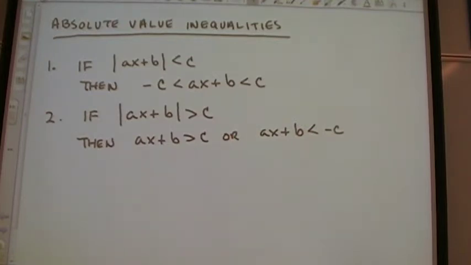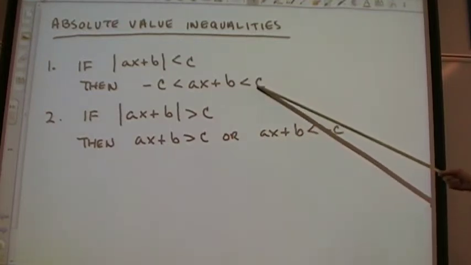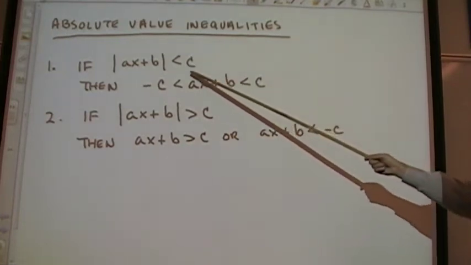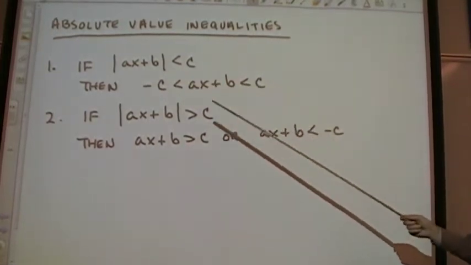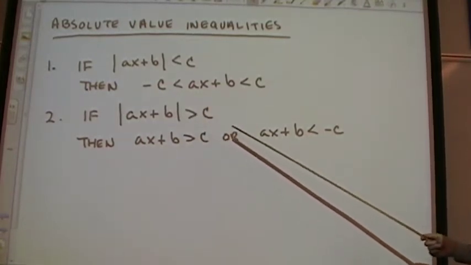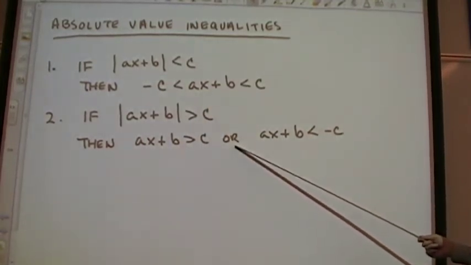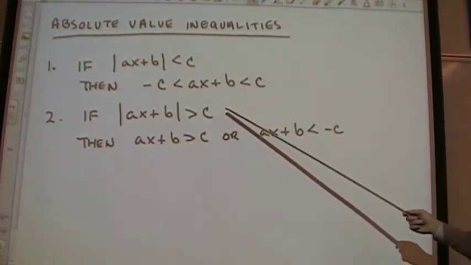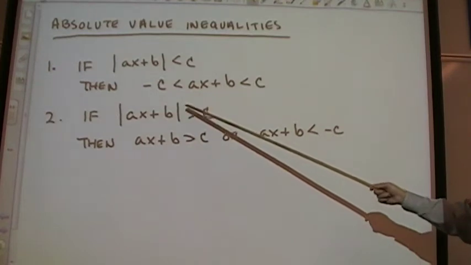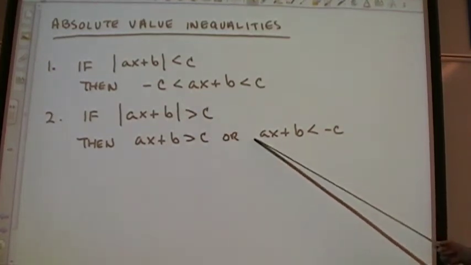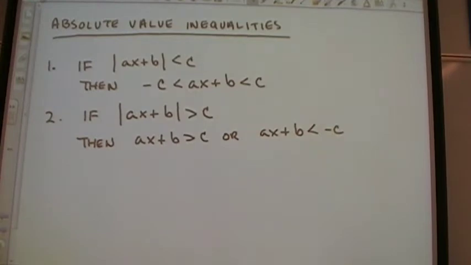You have to get rid of the absolute value symbols by forming an AND inequality. If it's less than, you form an AND inequality. If it's greater than, you form an OR inequality. And there's a very easy way to remember that. Think of greater than C, greater. Think of OR. And the other one has to be the AND. So less than, and. Greater, or. Alright. Do we have those down yet?